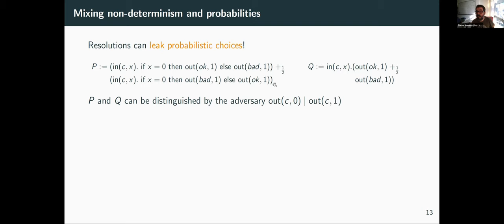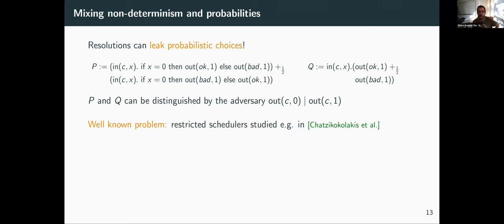So there is a scheduler that with probability one in P will do an output on OK, while this one does not exist in Q. In Q, whether I'm outputting on OK or bad is completely independent of the input. So here I'm still having probability 1/2 to output on OK. So these two processes could be distinguished, while intuitively one might consider that these processes should be indistinguishable.